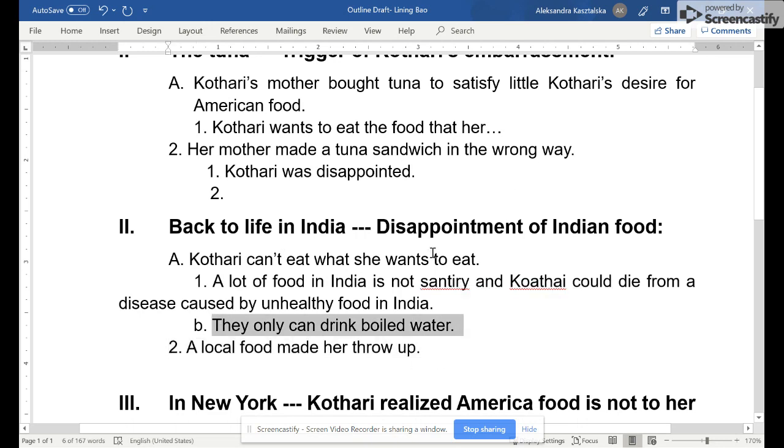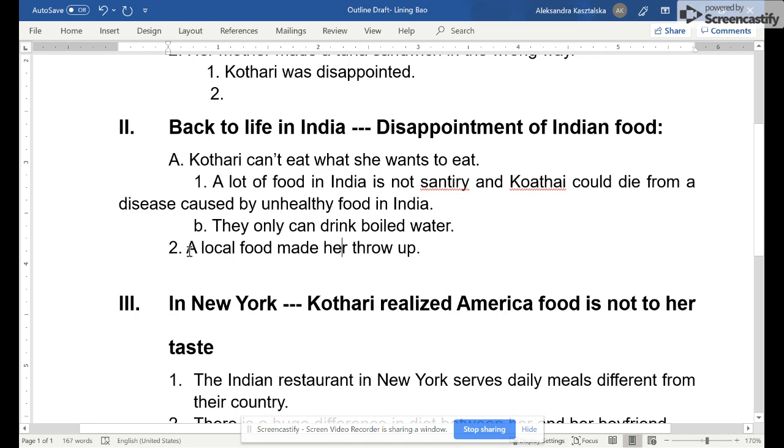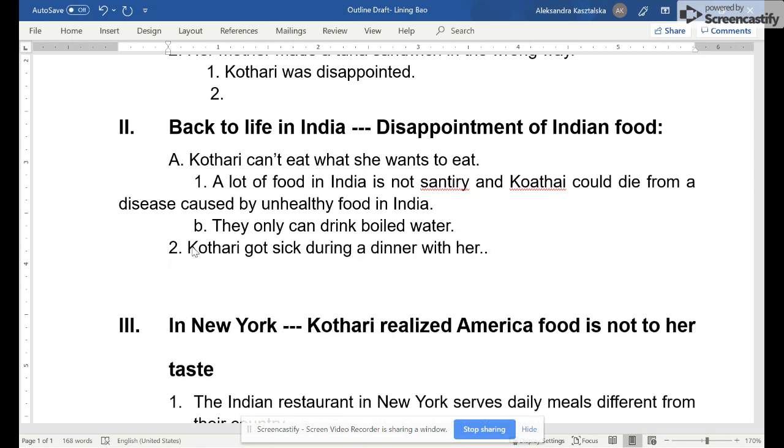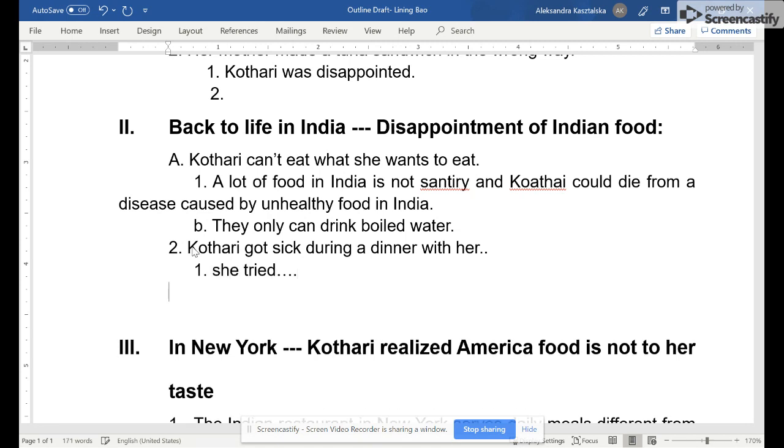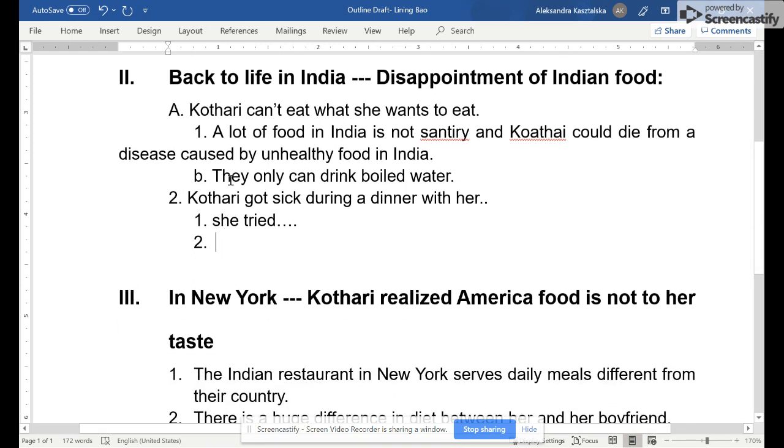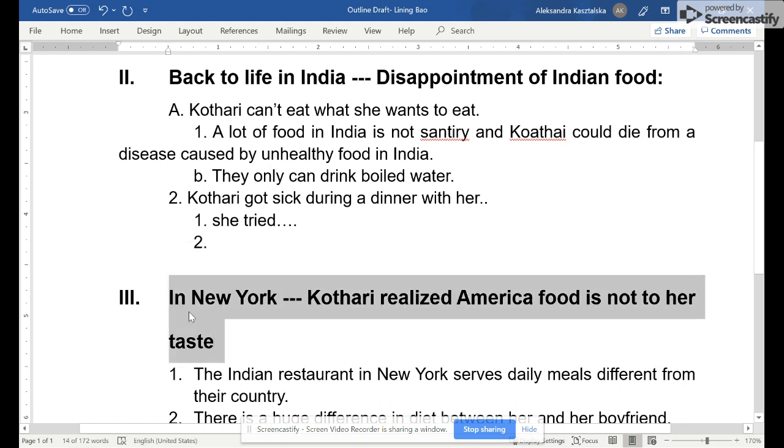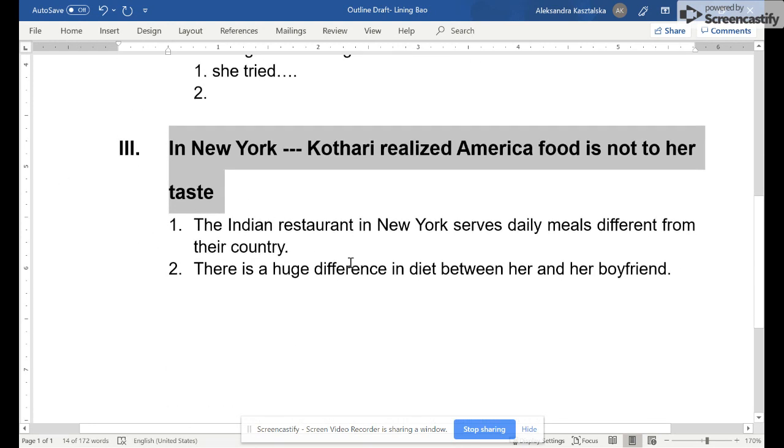So again, add a little bit more detail. And here, again, all of a sudden, local food made her throw up. That's so vague. So tell me, Kotari, sorry, I'm just typing very fast. Kotari got sick during a dinner with her relatives. And then what happened? One, she tried some very spicy food and she didn't know it was spicy. Two, she got very sick and vomited, right? All these should be short, very focused sentences that have one main idea. So what you want to do now is explain more clearly what happens and divide it into a little bit more detail.